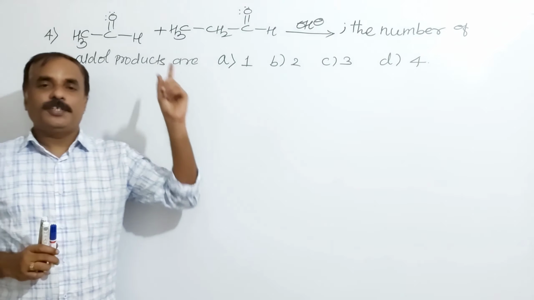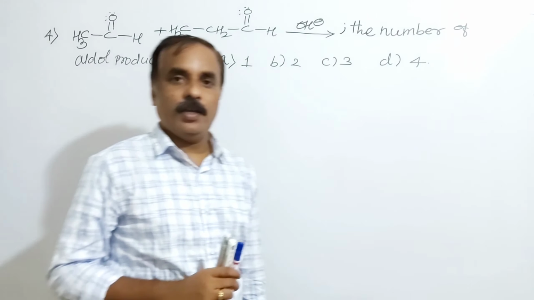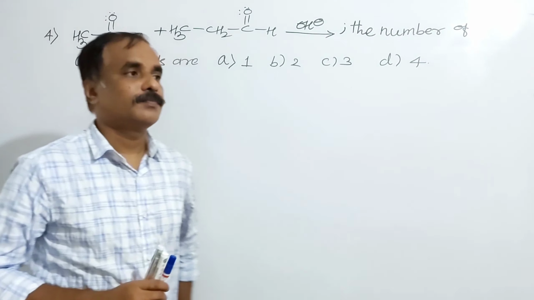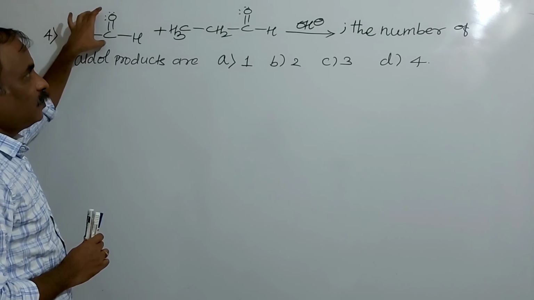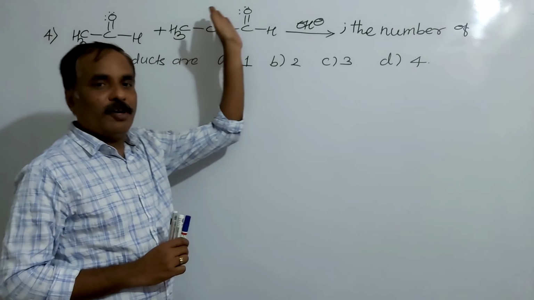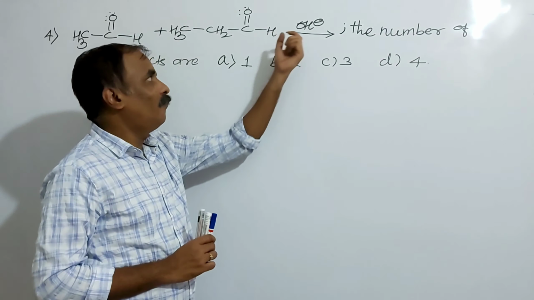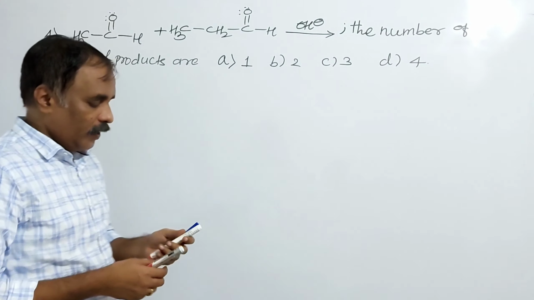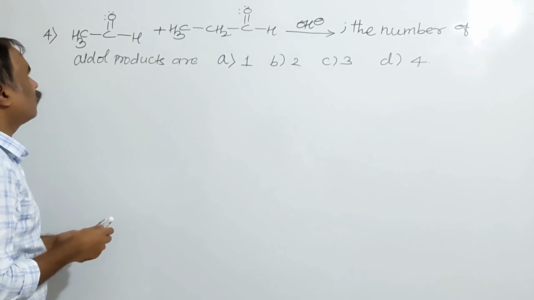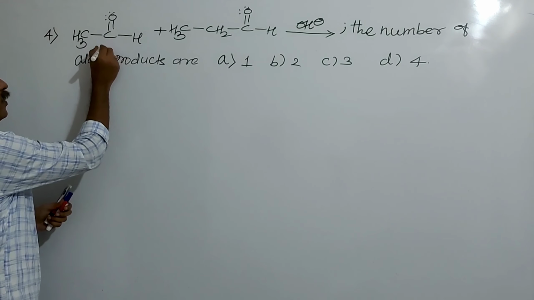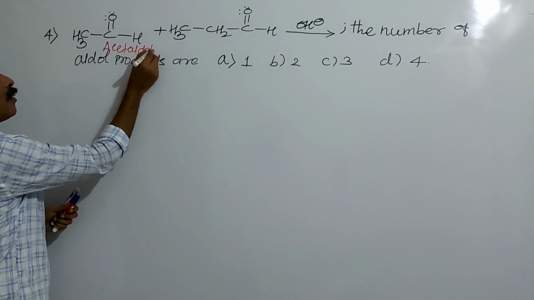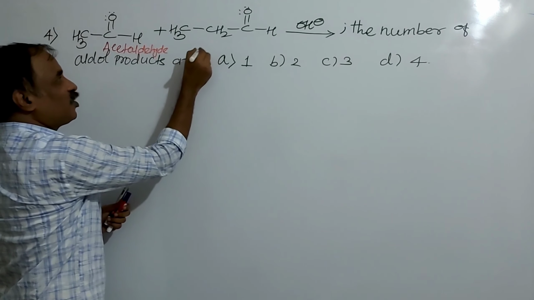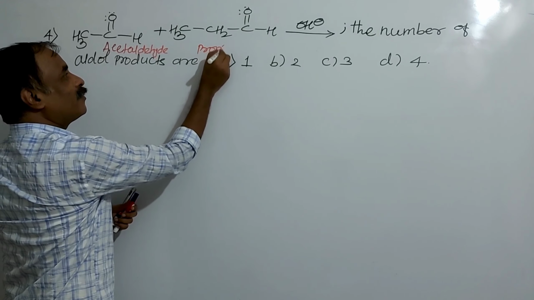Here it is the next question. In this MCQ, a reaction of acetaldehyde and propionaldehyde with base. Here different aldehydes are there. The common name of this compound is acetaldehyde, and this one is propionaldehyde.